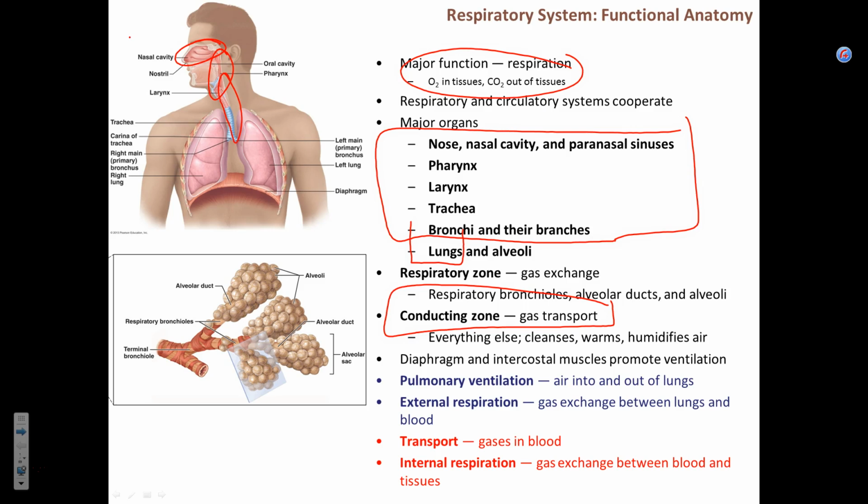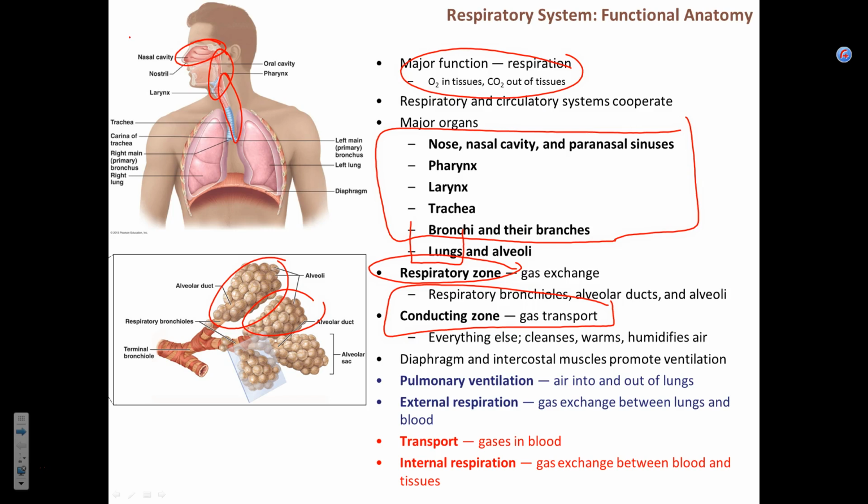And then you have a respiratory zone. In the respiratory zone, the actual exchange between the blood and the air occurs. Does that make sense? So the respiratory zone would include those grape-like structures known as alveoli. That's where exchange happens. Okay? We're clear.